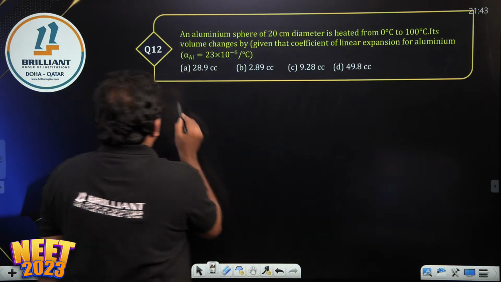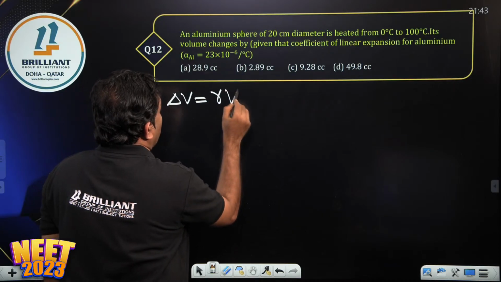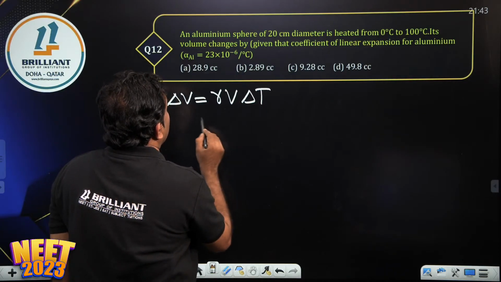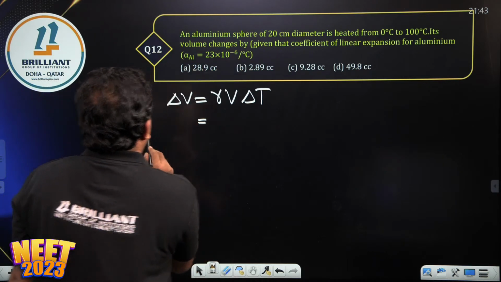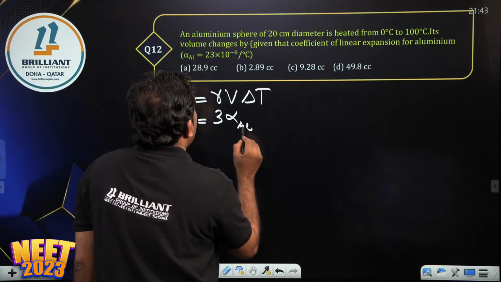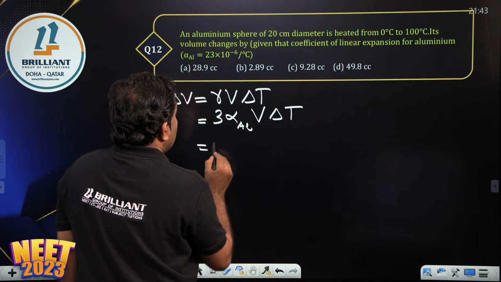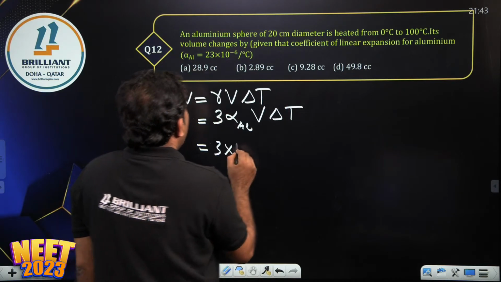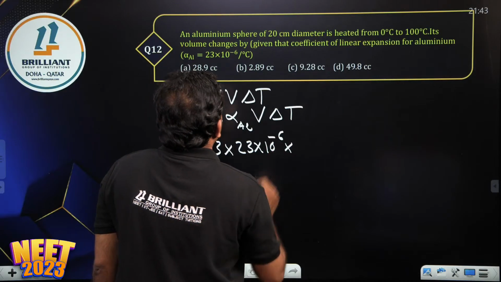So what is the formula? The volume changes, so delta V is equal to gamma V delta T. Gamma is not given, only alpha is given. So gamma is 3 alpha. So 3 alpha V delta T. So I can write 3 into alpha, which is 23 into 10 raised to minus 6.